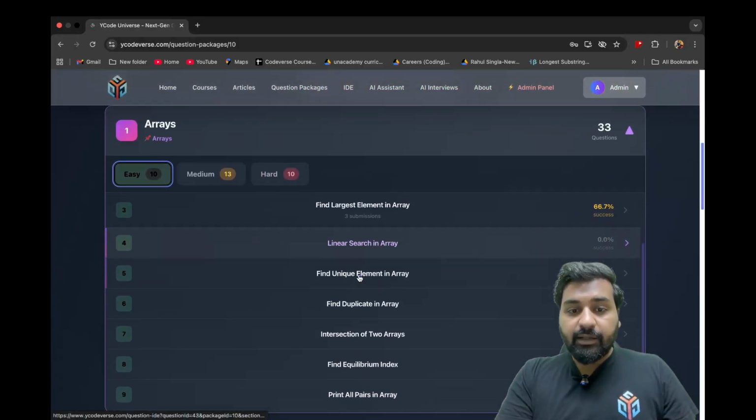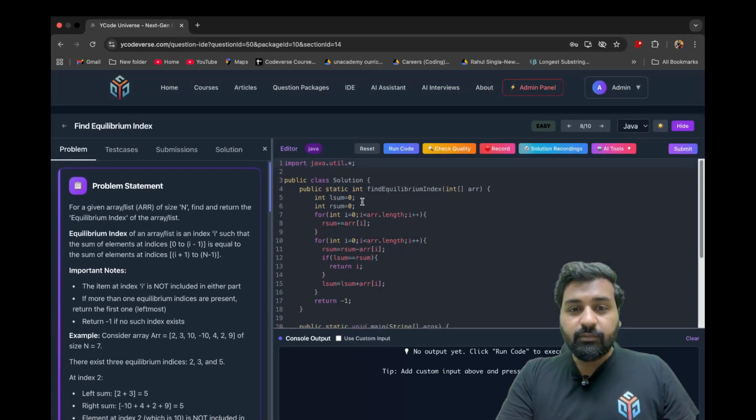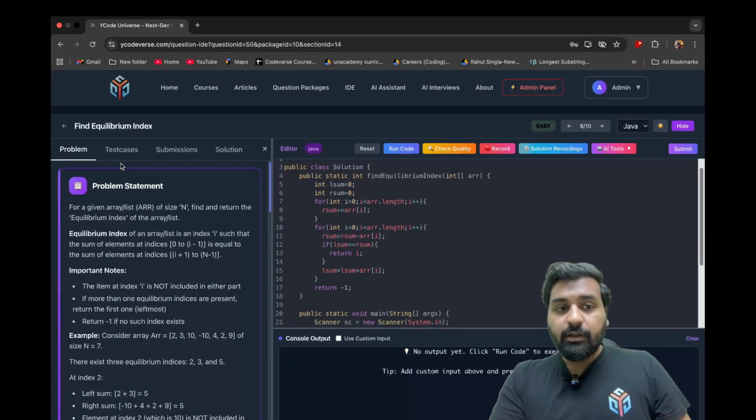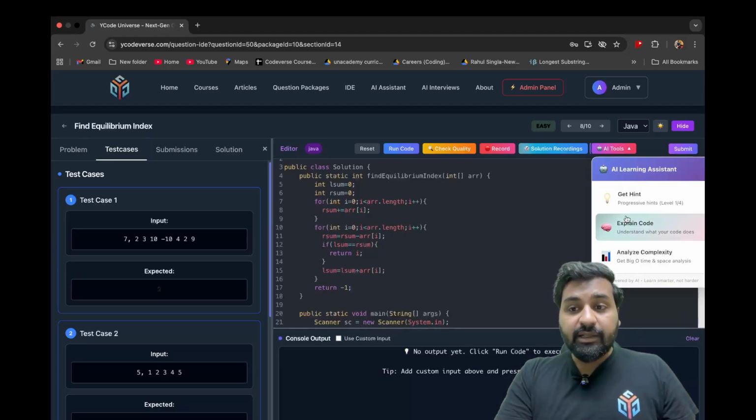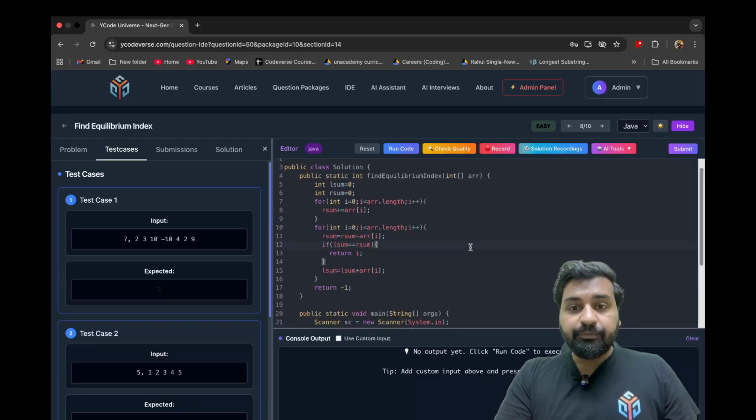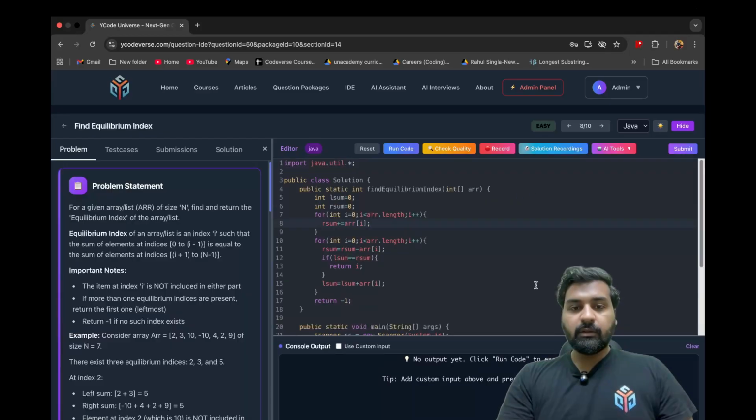So let me go back to that question. Okay, so it is already here. So we have already solved it, all the test cases were passed. So let me submit it as well. Okay, and also there are AI tools here. If you see, if you want to get a hint, you want to explain your code, you want to analyze the complexity, everything is there, right? So you can take the help of AI as well.